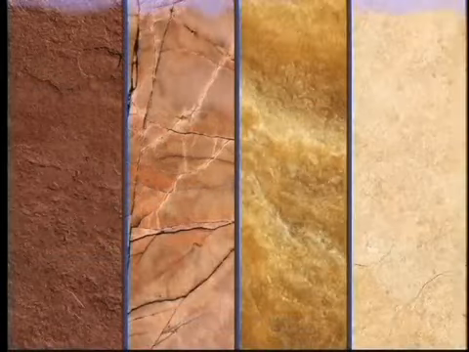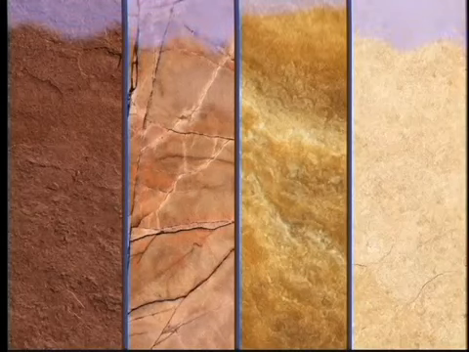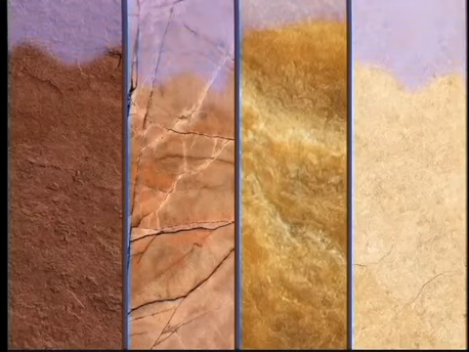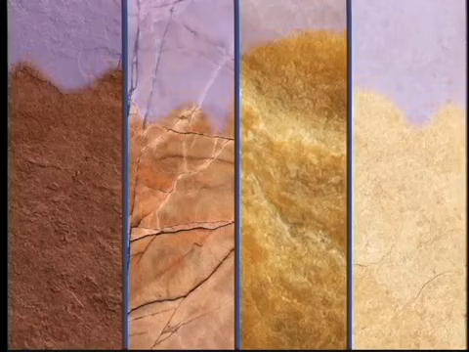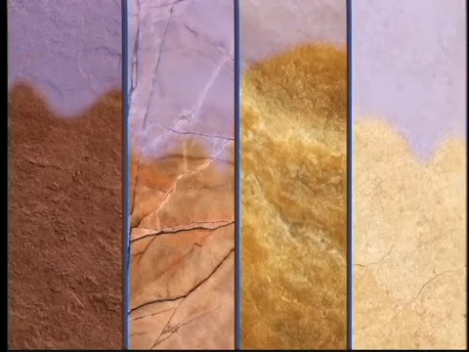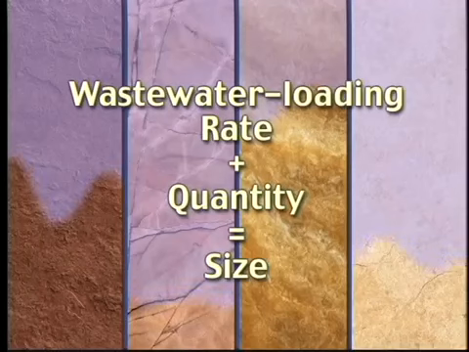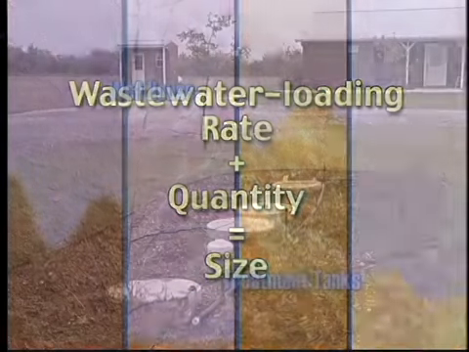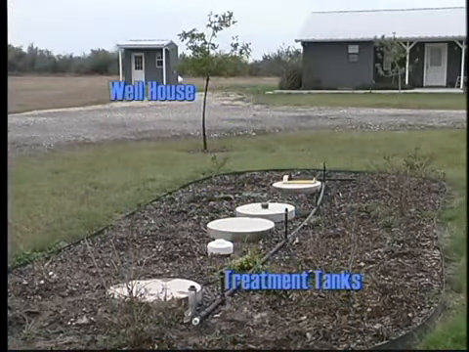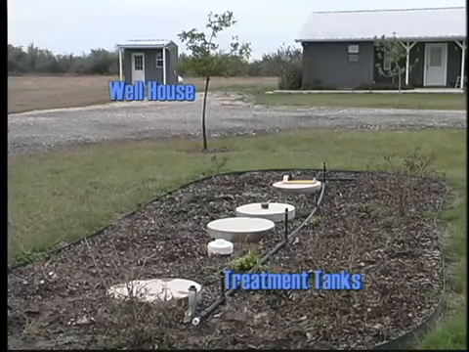Carefully evaluate the ability of each soil layer to transport water. This is based on the soil type or texture. The slowest of these transport rates is used to determine the wastewater loading rate of the soil. This rate, along with the quantity of wastewater generated in a home, is used to determine the size of the treatment area. Another important consideration is to place the wastewater treatment system a safe distance from any water wells.